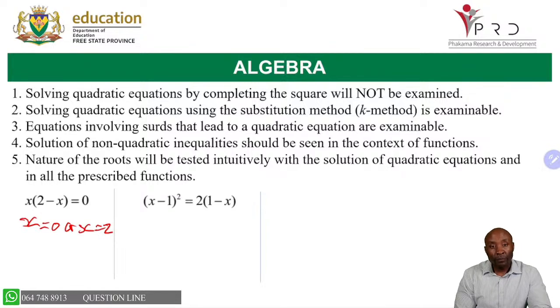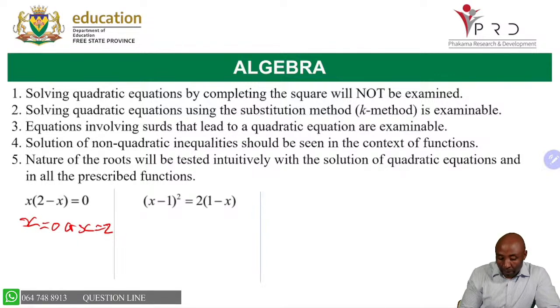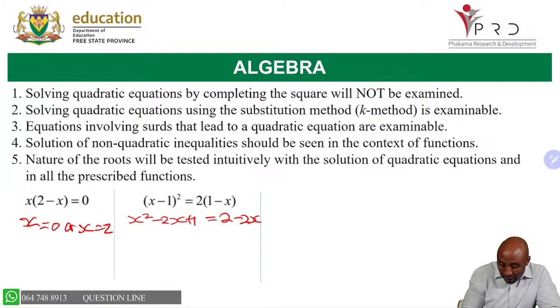The second one, where we need to first of all write this in standard form. So what will happen? You simplify the left-hand side and you will get x squared minus 2x plus 1 is equal to 2 minus 2x.